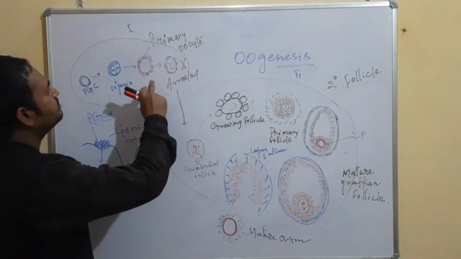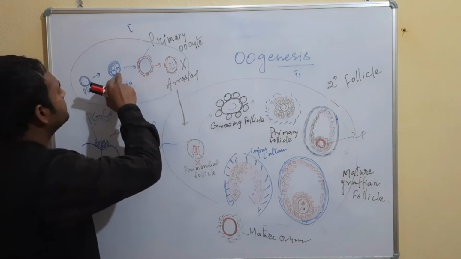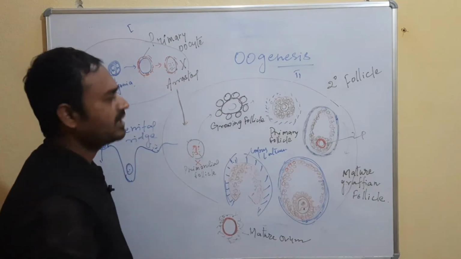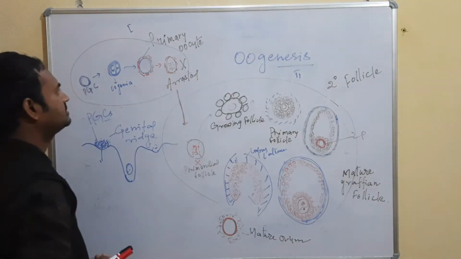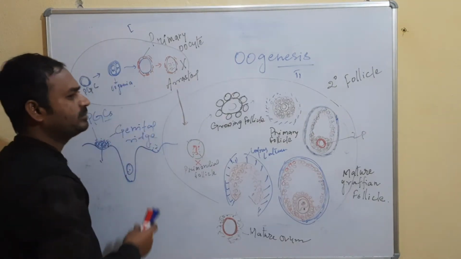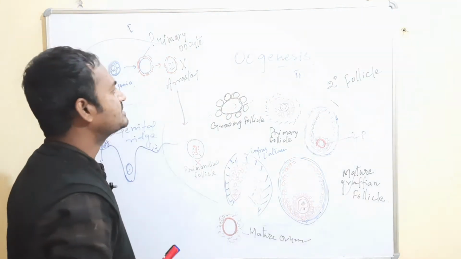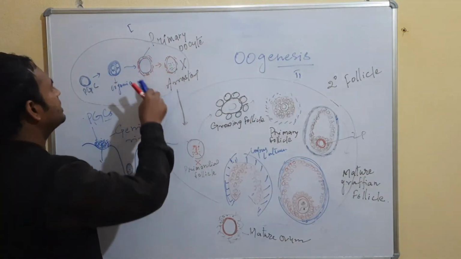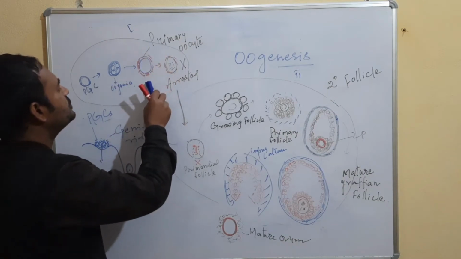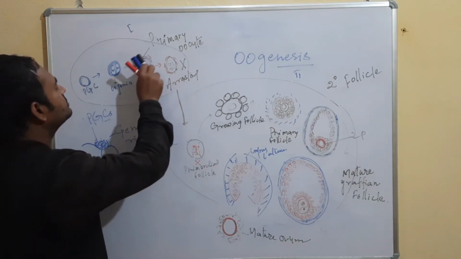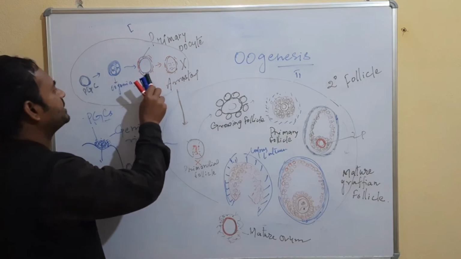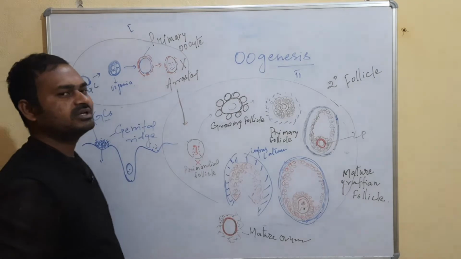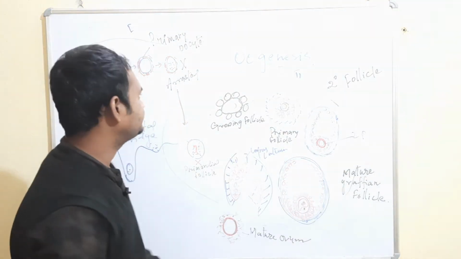Out of these 4 or 5 cells, the best cell will turn into the primary oocyte. After the formation of the primary oocytes, certain granulosa cells come to the periphery of the primary oocytes and make a layer called the layer of granulosa cells.